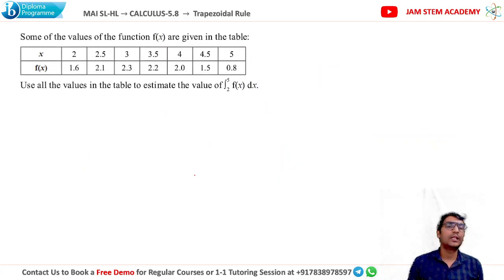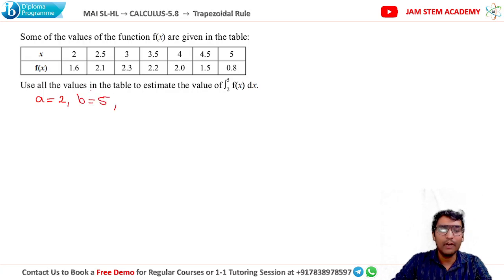One more question. If the table is given to you, right? Equation of the curve is not given. So some values of the function are given in this table. You have to use these values to estimate the value of this integration, from 2 to 5. Okay, from 2 to 5. So your a value is what? 2, b value is 5, and here how many strips do we have? For that we can find the h value, but in the table it is already given to us. If you see h, what is that? The difference between these two, right? And it is always the same, which is 0.5. So here we also have the value of h, which is 0.5.